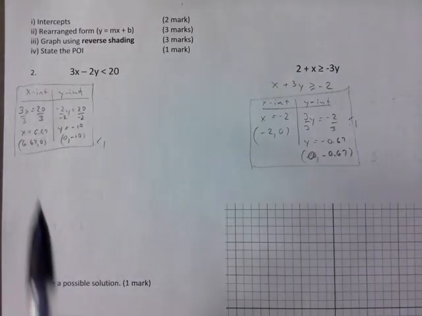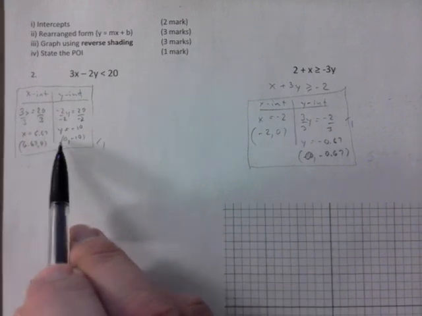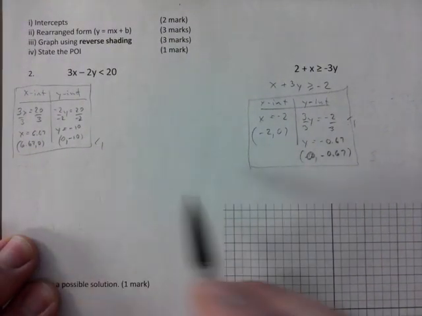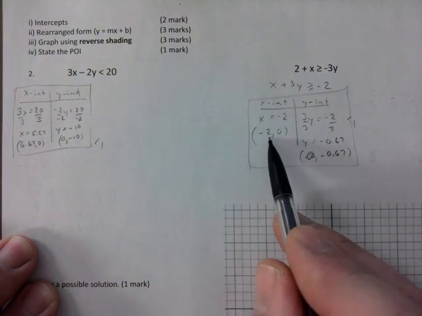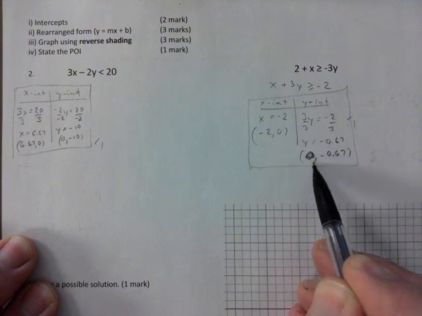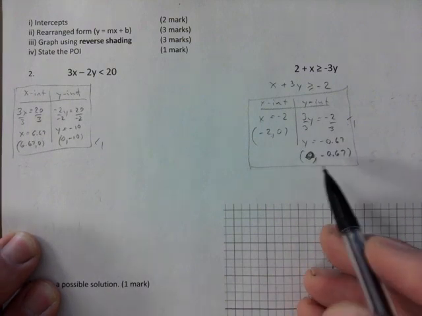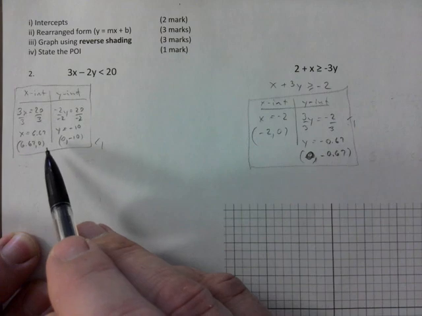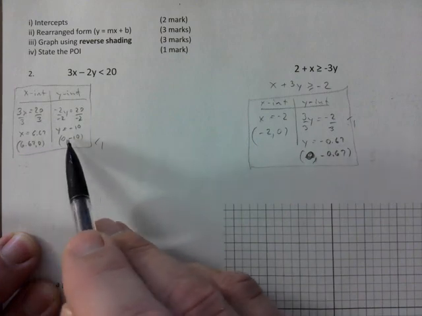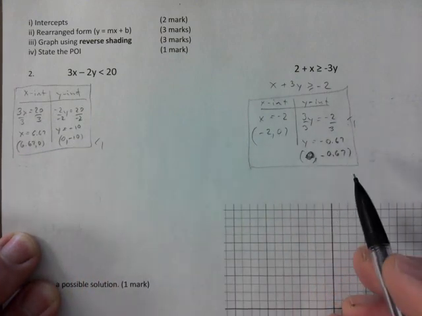So if you got the intercepts right, you get a mark for these two and a mark for the other two here. This should be a 0. So try to see if you got that. If not, I'd say you get half a mark for each intercept.